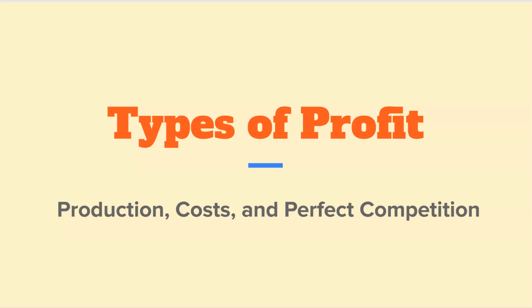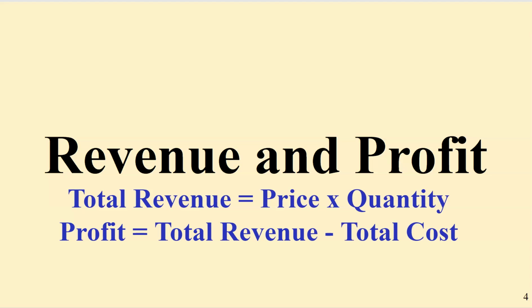Let's first start off by taking a look at the different types of profit. This is kind of a review of what we talked about before, but just to keep in mind the idea of revenue, profit, if you will. Total revenue is price times quantity. So whatever you're selling it for times the quantity that you're selling is going to give you total revenue. But that's not necessarily going to give you profit because you need to take the total costs out of that total revenue in order to get to your profit.